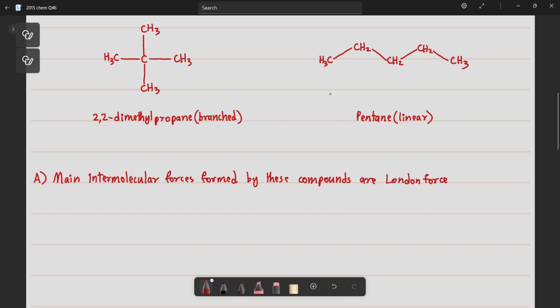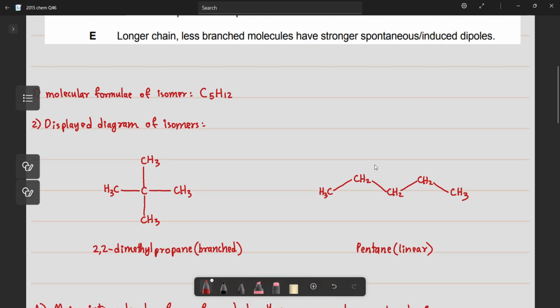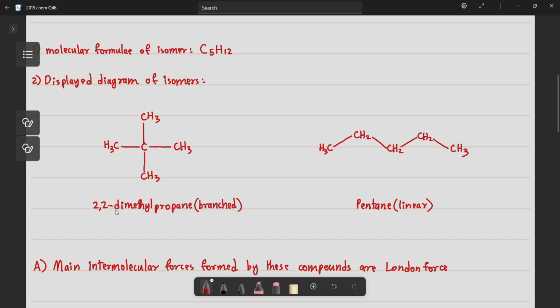As we know that these are hydrocarbons, they only have carbons and hydrogens. So these form only London force interaction since they're nonpolar molecules. Okay, so they form London forces. And since we know that 2,2-dimethyl is a highly branched molecule, it has a very small surface area.